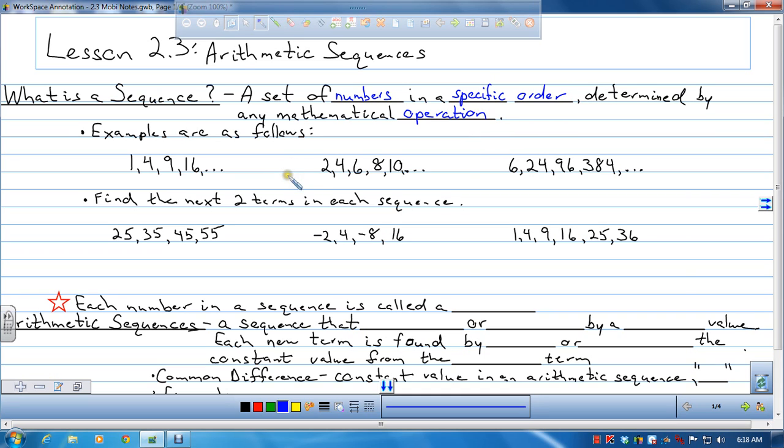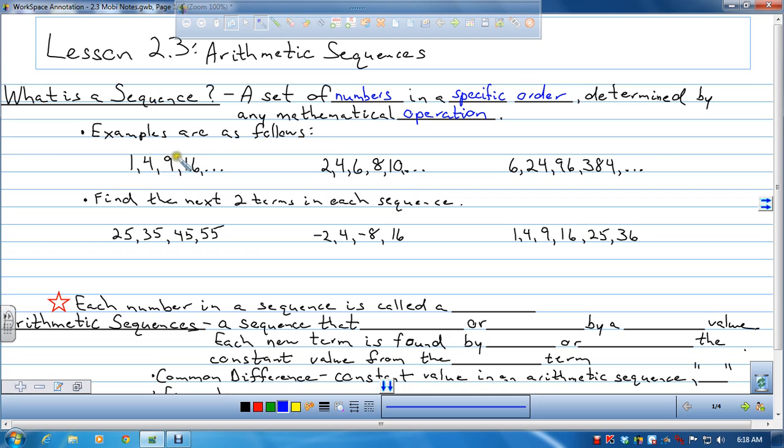So by that we mean addition, subtraction, multiplication, division, or any. As you get further along in your math career, it could be combinations of those things. So anyway, examples are as follows.